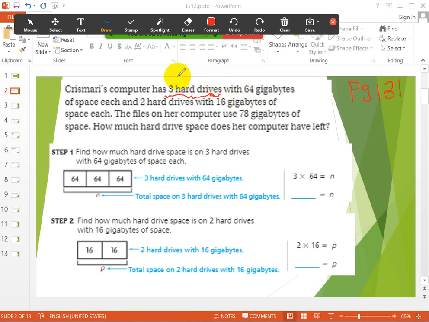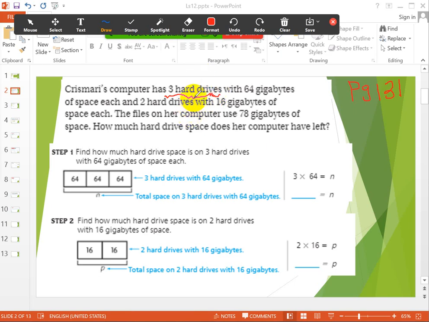So in this computer, Chris Mary's computer, has 3 hard drives with 64 gigabytes of space each. That means each hard drive has 64 gigabytes of space. Okay, from those 3. Now let's continue. And 2 hard drives with 16 gigabytes of space each. Also, there are 2 kinds of hard drives here in this computer.